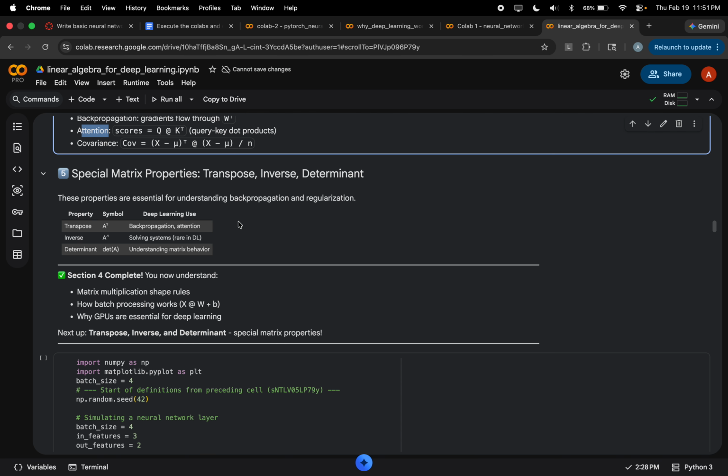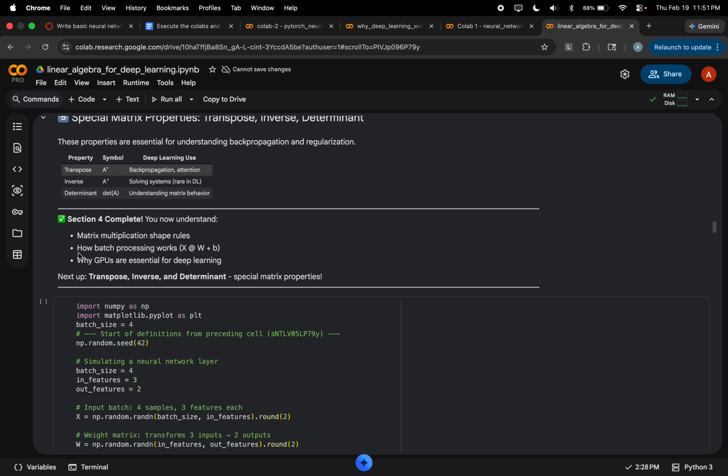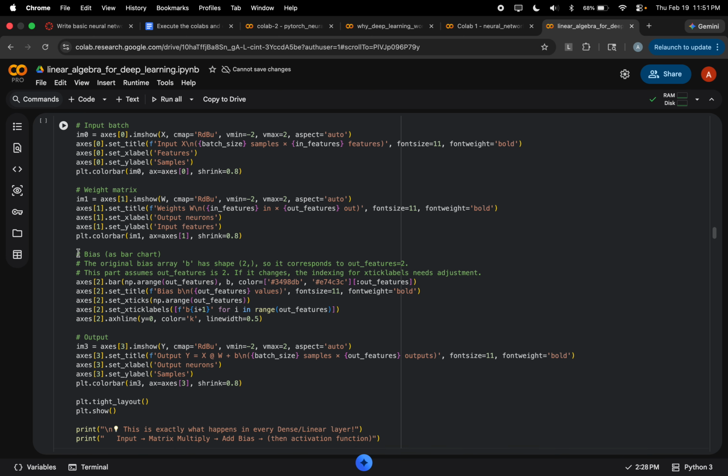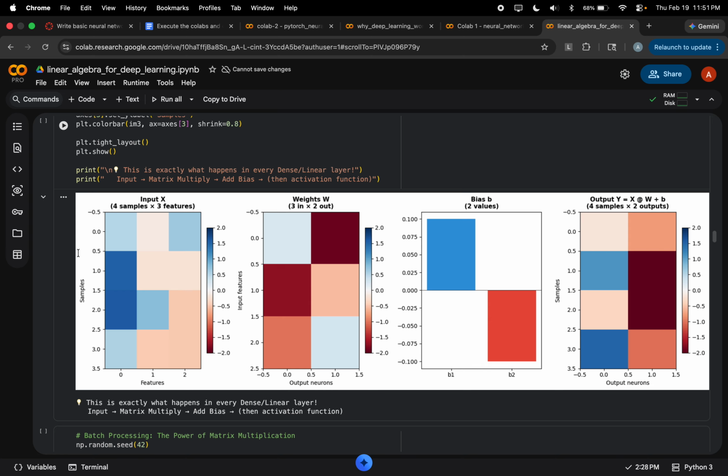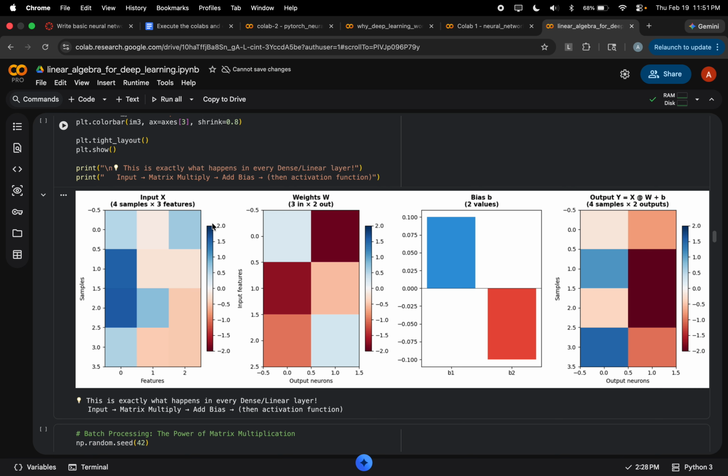So those are the special matrix properties: inverse, transpose, and determinant. Now let's see how the neural network layer works.